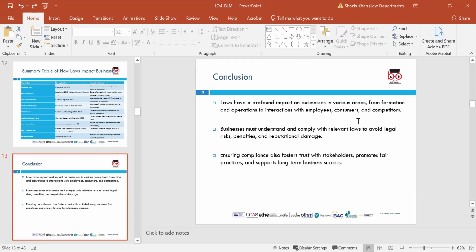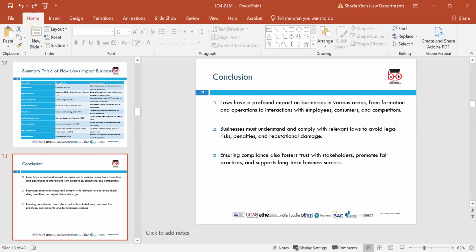So in conclusion, laws have a profound impact on the various areas of formation and interaction of any business. Businesses must comply with these laws. The legal factors that affect businesses are varied and can be complex. Staying informed and compliant is really important. It's not just avoiding legal pitfalls, but it is a strategy for building reputable, sustainable businesses.